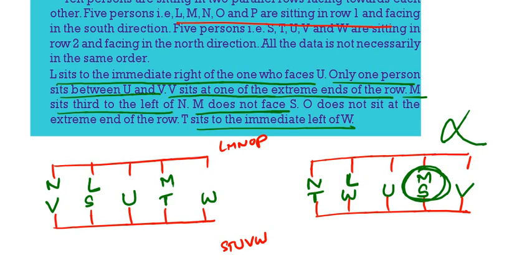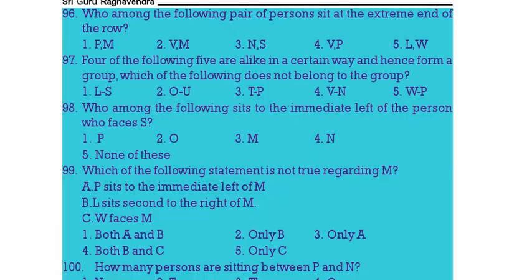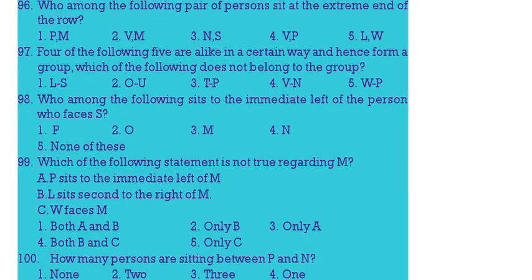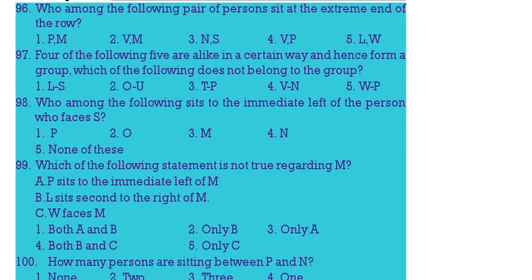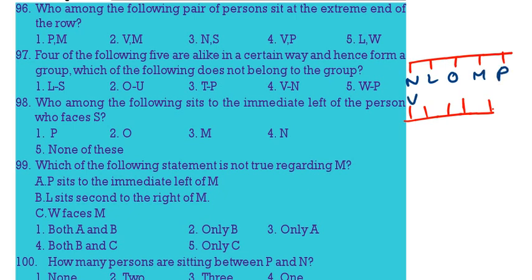Okay. Then O is not at extreme end. So O will come here. We are left out with P. So this is the correct arrangement. Now come to the questions. V S U T W.